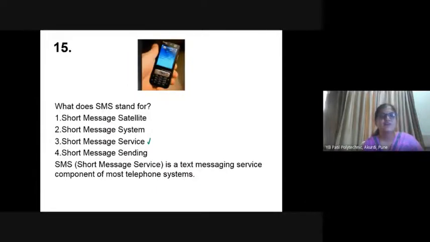15th question. It is a very easy question, students. And I think by mistake, I have put the answer also. What does SMS stand for?